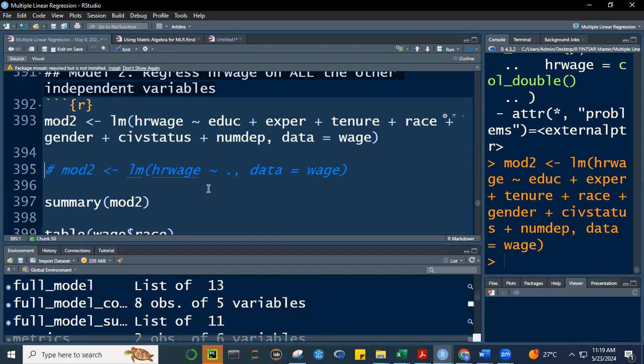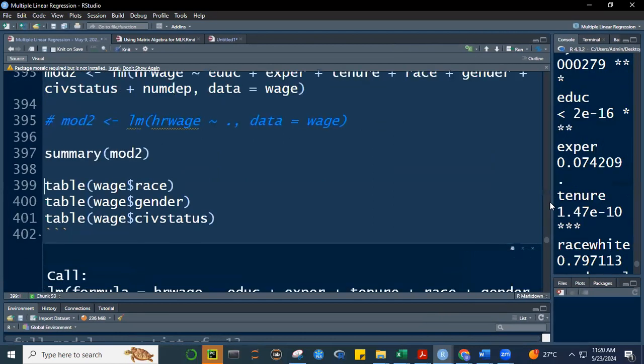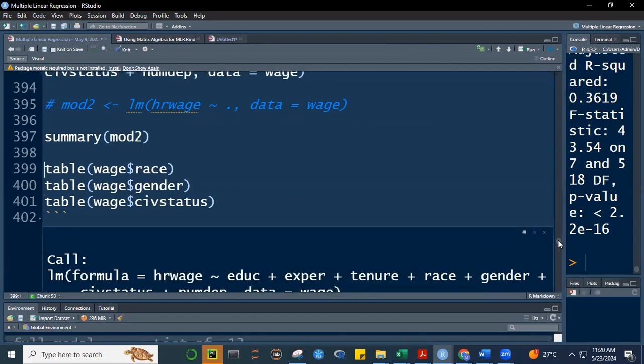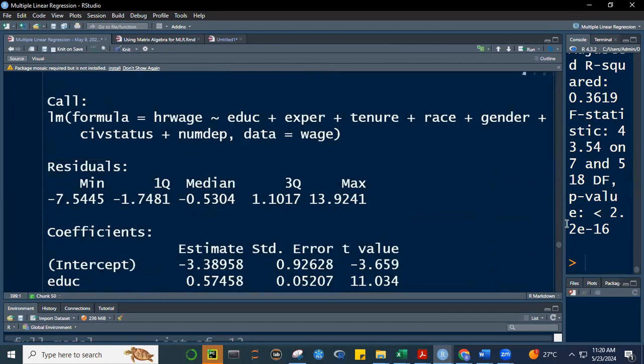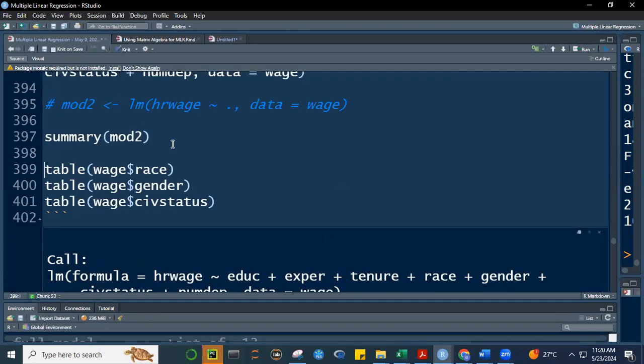Now, we said that if we're using all the predictors, we can just use lm, hourly wage regressed on everything. The dot here indicates that you're regressing your dependent variable hourly wage on all your predictors. And then to see what's inside model 2, we use summary of model 2, and it will give us the result of our regression. This was what we did last time.